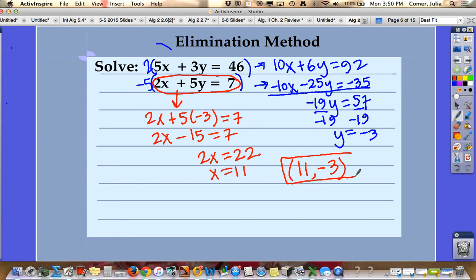And don't forget, you can always check if these are correct by plugging them in, your x and your y, to both of these to make sure they work for your system.